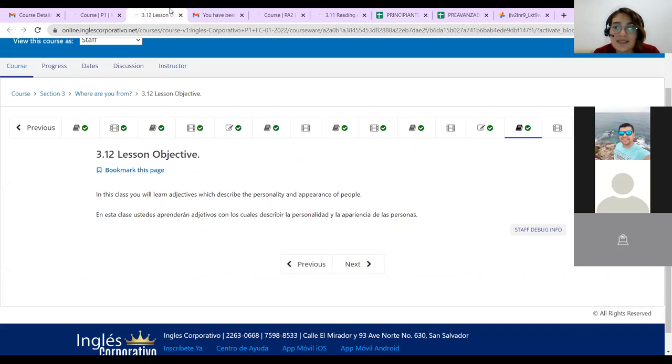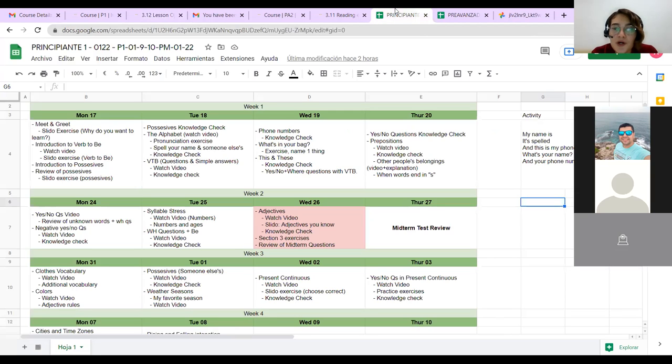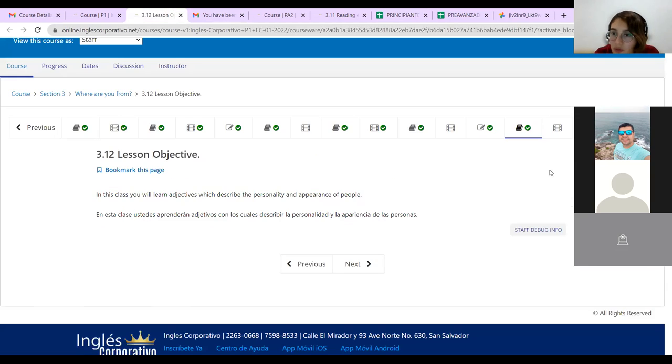We will learn specifically adjectives to describe personality and appearance. Específicamente adjetivos para describir personalidad, personality, and appearance, apariencia. Perfect. Of people. Yo les voy a dar un poquito más de información de algunos adjetivos más, pero nos vamos a enfocar un poquito en estos. Personality and appearance. We will start today's class. Vamos a comenzar la clase de hoy viendo nuestro video introductorio to this.